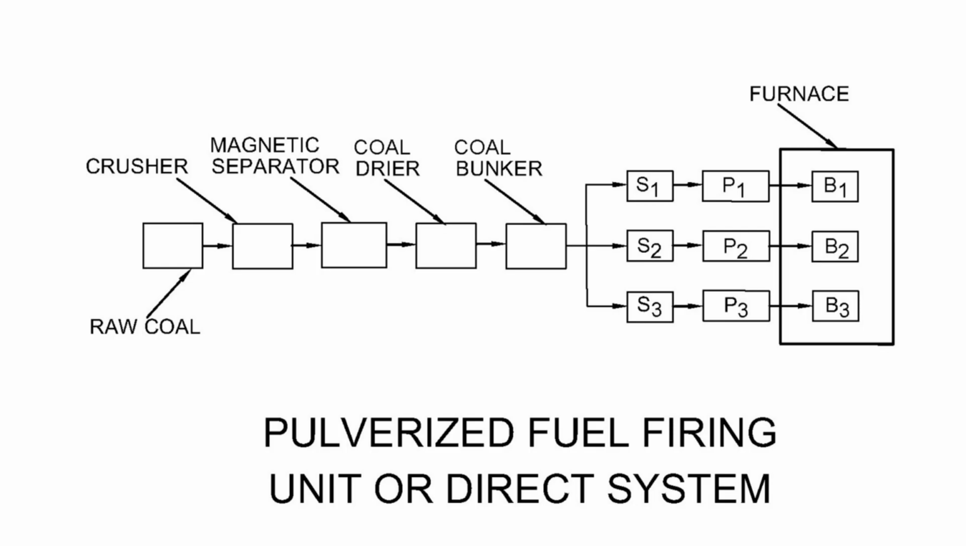It also depends upon requirement of steam. Accordingly, in this system, there are 3 scales S1, S2 and S3 and 3 pulverizers P1, P2 and P3. Scale is an important component. It is essential to control the quantity of coal being fed. Therefore, coal is weighed before it is sent to pulverizer. In pulverizer, coal is converted into powdered form as explained earlier. This pulverized coal is sent to respective burners where it burns.